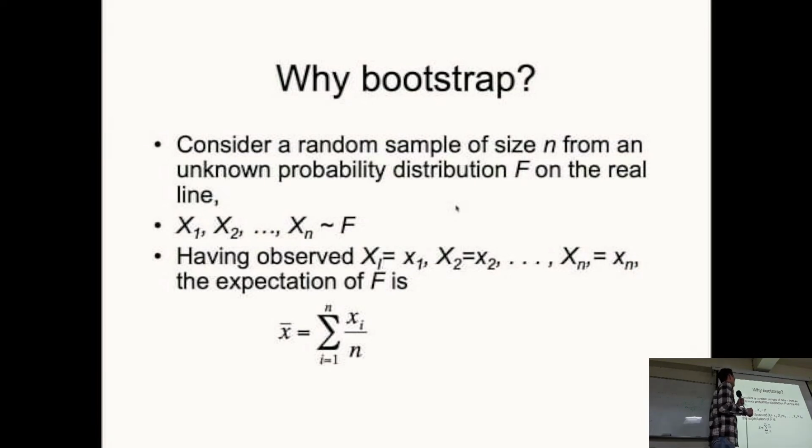Okay, why bootstrap? Consider a random sample of size n from an unknown probability distribution on the real line. So we have a random variable x, and we choose random samples, and x follows some kind of distribution. This does not have to be Gaussian, right? But the samples are IID. And then we observe something, we collect data, and the expectation will be the arithmetic mean, x bar. And then we are going to use x bar to infer the population mean, written as mu, right?